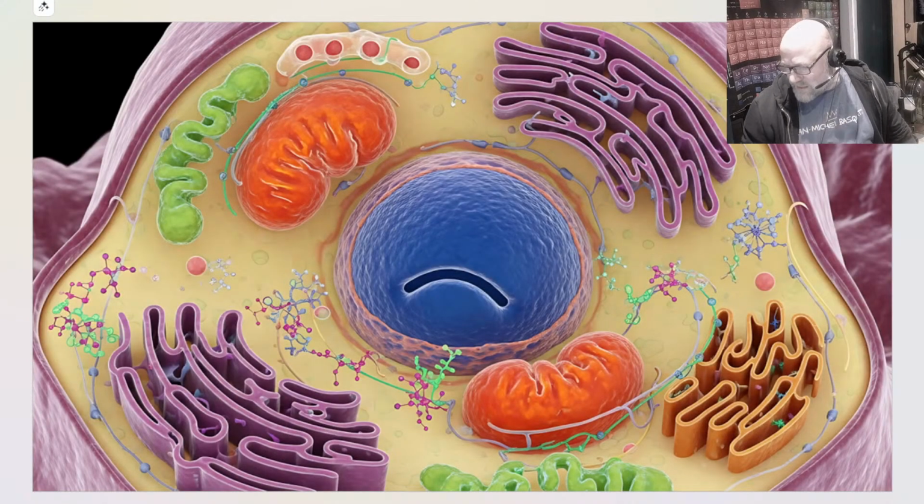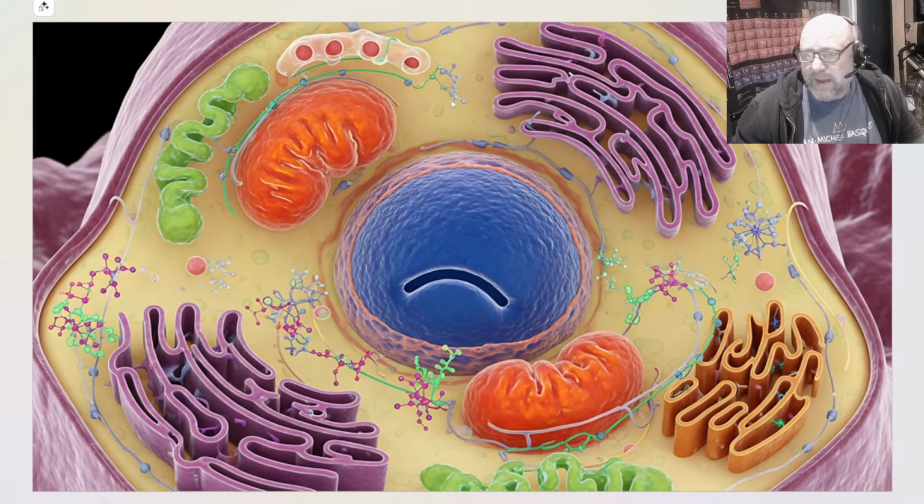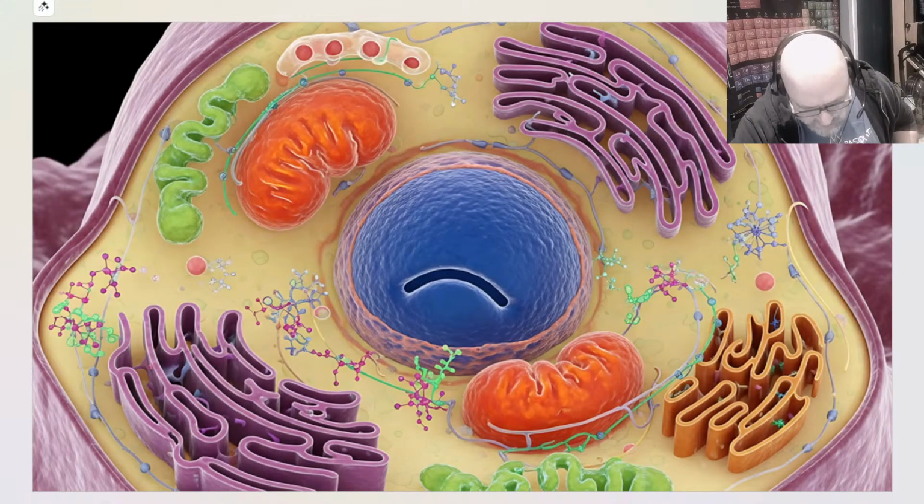So where in the cell, guys, does anaerobic respiration happen? And does anyone know where aerobic respiration happens? Whereabouts in the cell? I'm just going to have a sip of coffee and make sure all my cables are plugged in, because you never know.